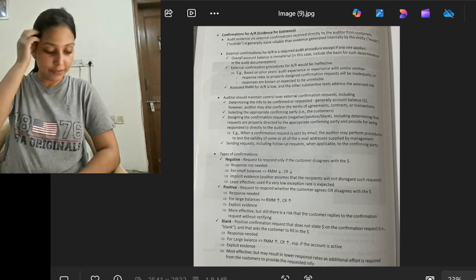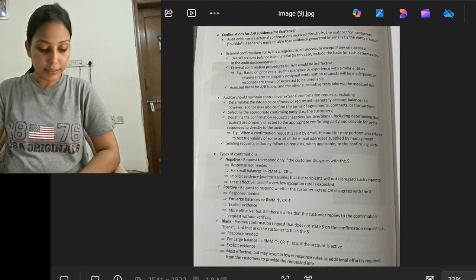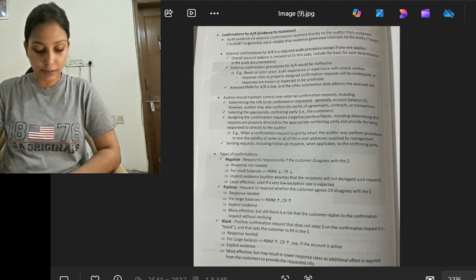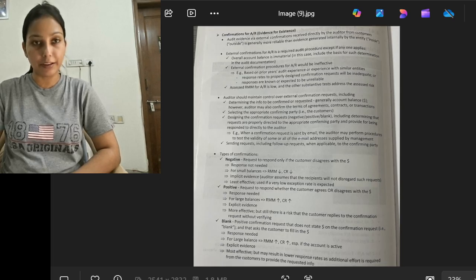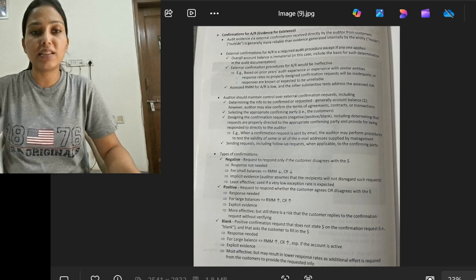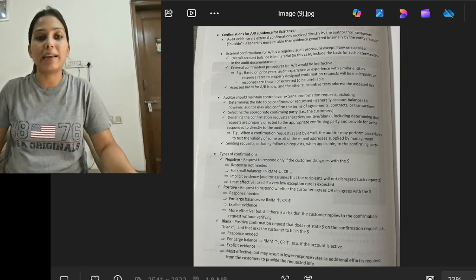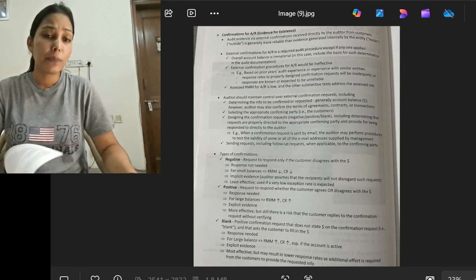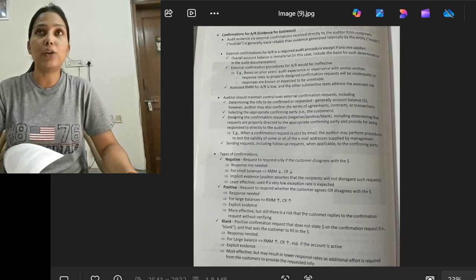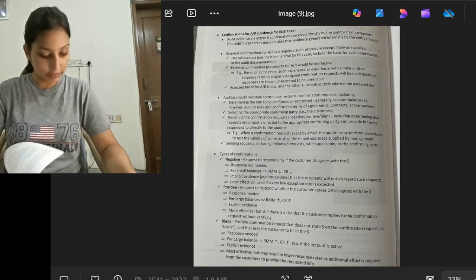This is explicit evidence and more effective, but still there is a risk that the customer replies to the confirmation request without verifying. So there are a few chances that customers don't verify and just reply yes or no. So we have to keep an eye on that. We have to keep proper track of this.